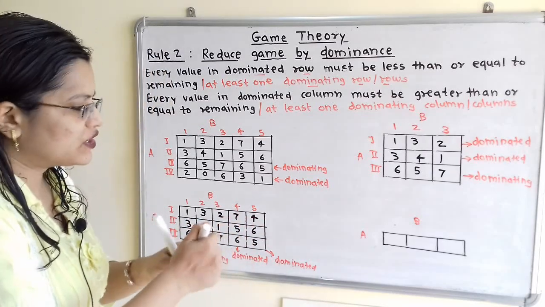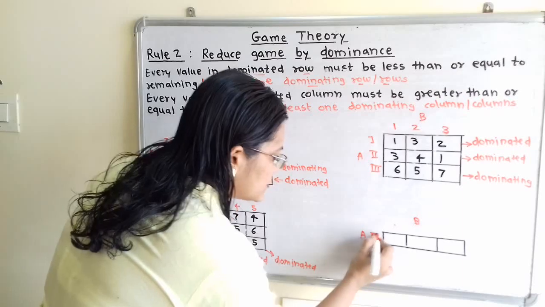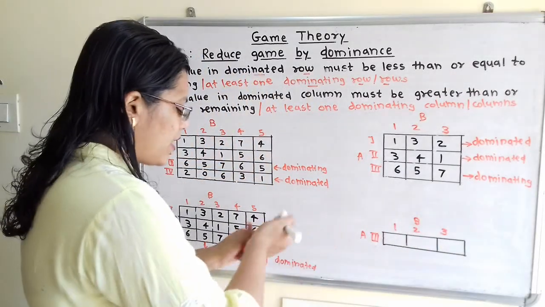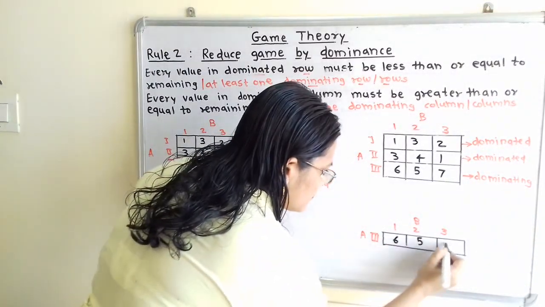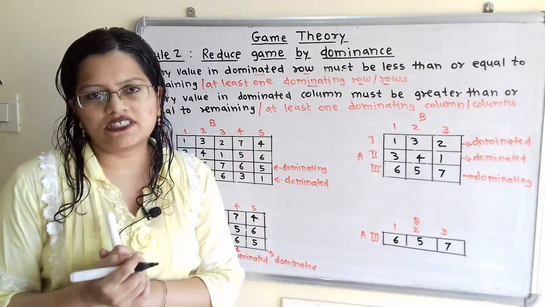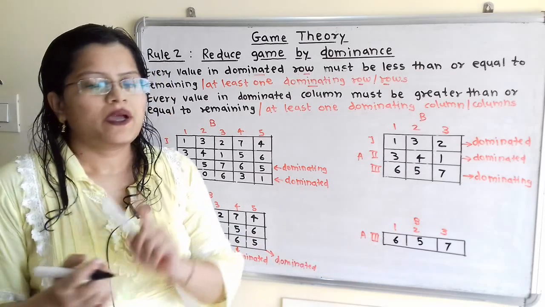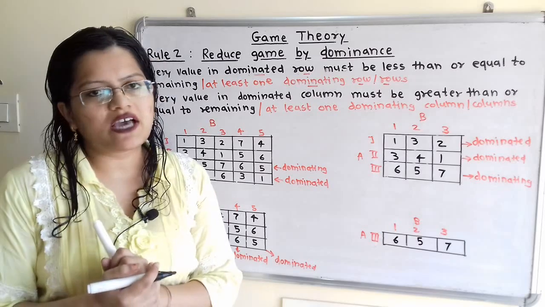So I will mention the numbers. Here for player A, the third row is available and for player B, 3 columns are available. Now I will mention the numbers 6, 5 and 7. Now for player A only one strategy is available, so he will play the third strategy. But for player B there are 3 strategies available.